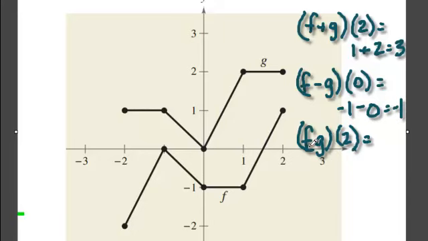This wants me to do f times g when x is 2. So I look at f when x is 2, and it is 1. Times, and when x is 2, g is 2. So this answer would be 2. And that's what you do when you are given a graph and asked to do a combination of functions.